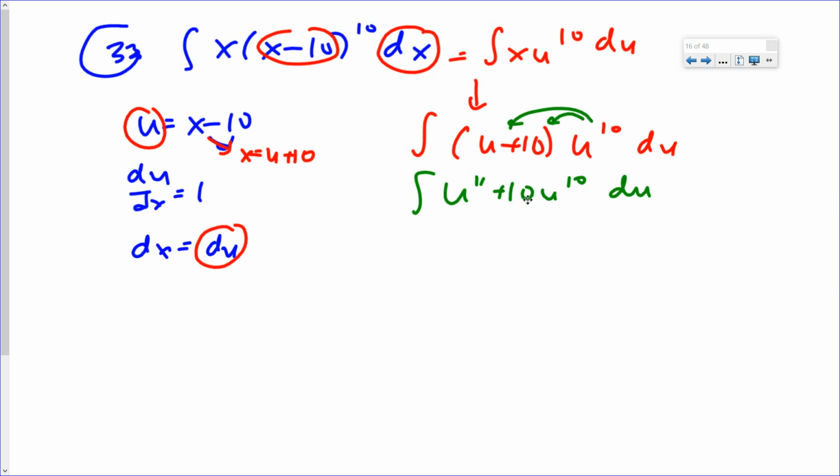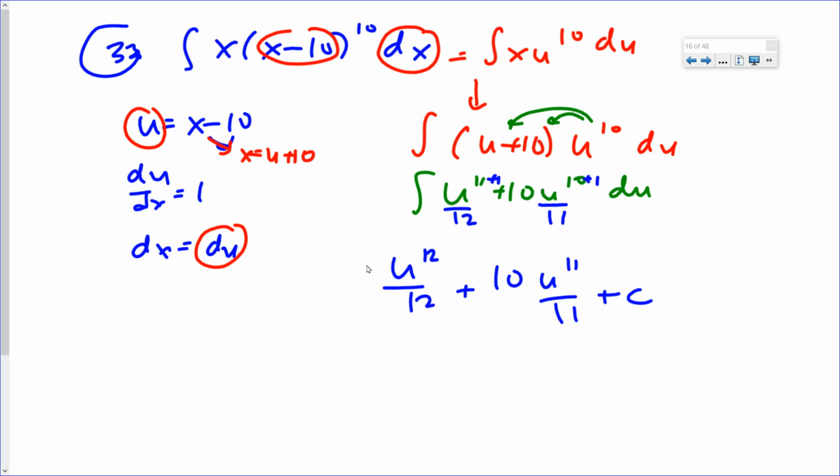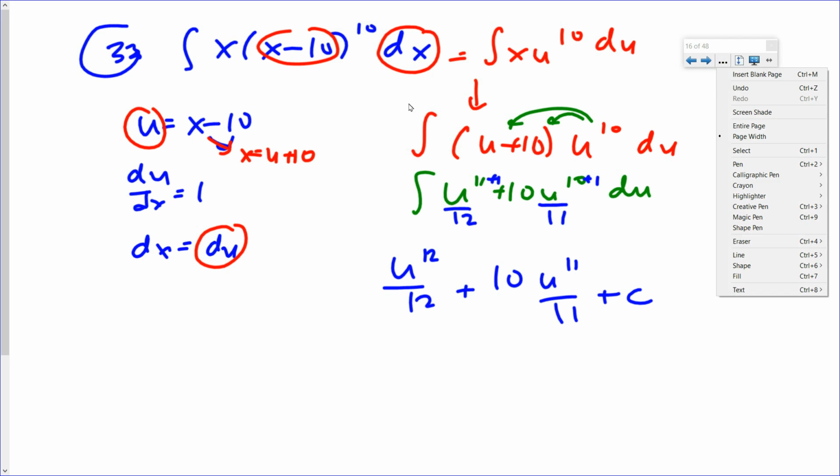Okay? All right, so we're going to add 1, divide by the new exponent, add 1, divide by the new exponent. So my answer is going to be u to the 12th over 12 plus 10u to the 11 over 11. Don't forget the constant, and don't forget to substitute your u's back, and you're done with that problem. Okay, what other questions did we do? Was it 40? 41. Okay, guys, let's look at 41.